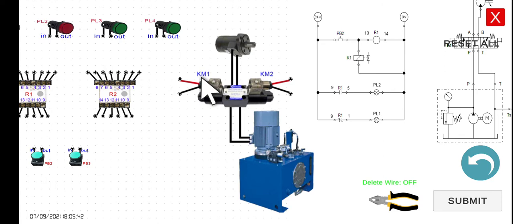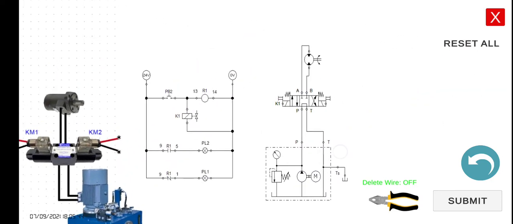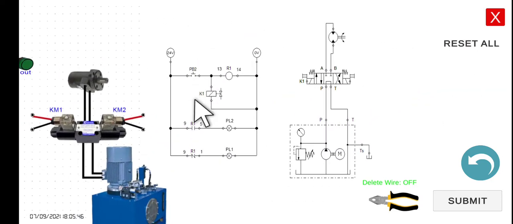So how are we going to do that? As what we can see, our diagram is divided into two parts. This one is the control circuit, and this one is the power circuit. This K1 here and this K1 here are electrically connected. If you press this PB2, it will allow the current to flow to R1. At the same time, it will also allow the current to flow to the K1 for our solenoid valve number 1.